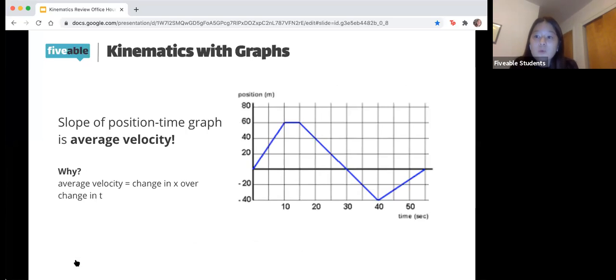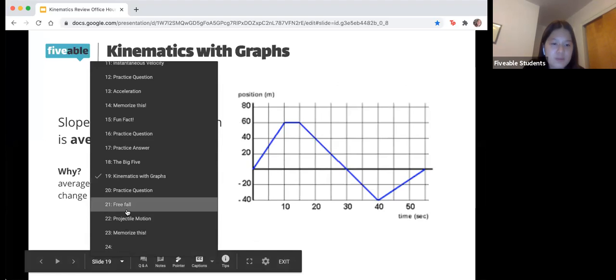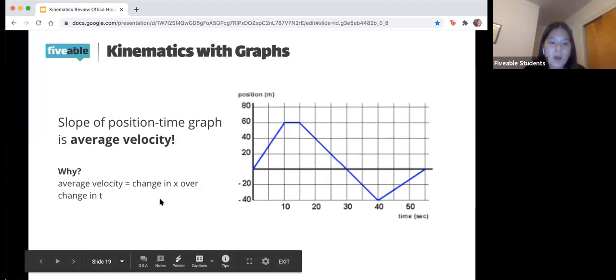All right, let's check them. Oh yeah, I don't want to keep you here forever. So Kinematics Graphs, super quickly. Now we're going to move on to graphing because graphs are pretty important.